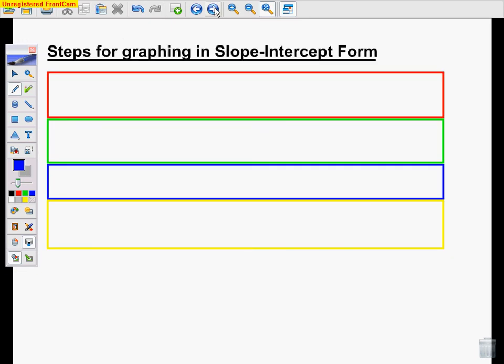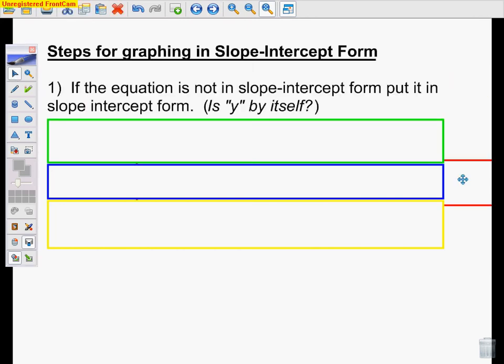Steps for graphing in slope-intercept form. There's a few of these. You might need to pause the video after each step so that you can write them down. Definitely write these in your notes. So, step number 1. If the equation is not in slope-intercept form, put it in slope-intercept form, which means get y by itself. The question is, is y alone? Is y isolated? So before we graph in slope-intercept form, y needs to be alone.